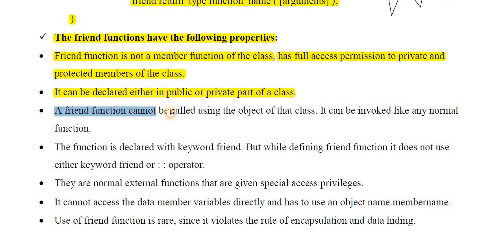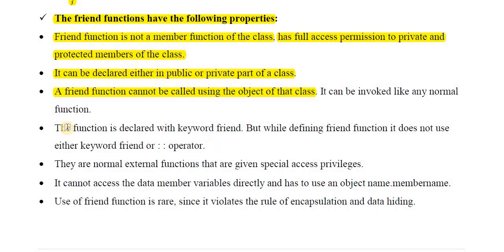Next, a friend function cannot be called using an object of that class. Because it is not a member of the class, we cannot call this friend function using an object. Without using an object, we directly use the name of the function to call it. The function is declared with the keyword friend. To create a friend function, we have to declare it inside the class body using the keyword friend.